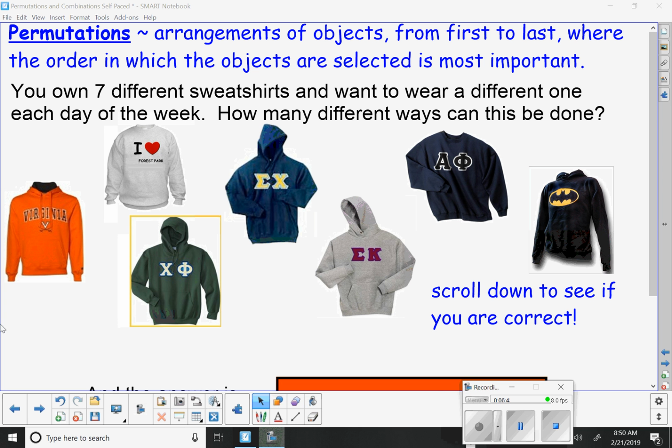Now, another one for permutations. Let's take a look here. Arrangements of objects from first to last where the order in which the objects are selected is most important. You own 7 different sweatshirts and want to wear a different one each day of the week. How many different ways can this be done? Well, here's your 7 sweatshirts. How can it be done?